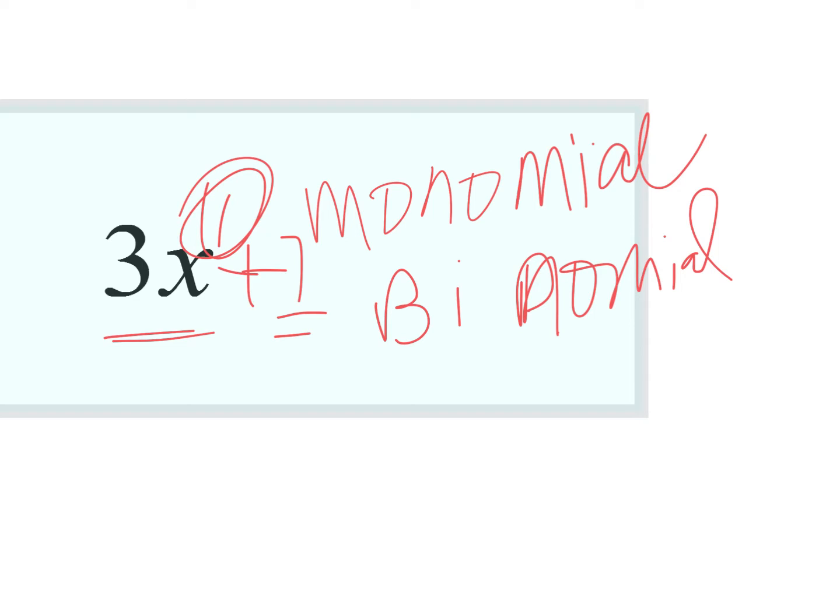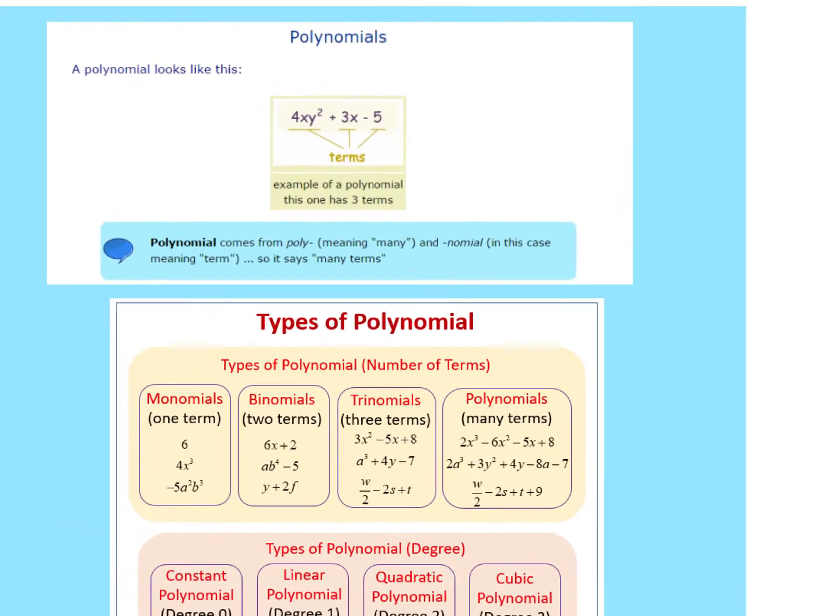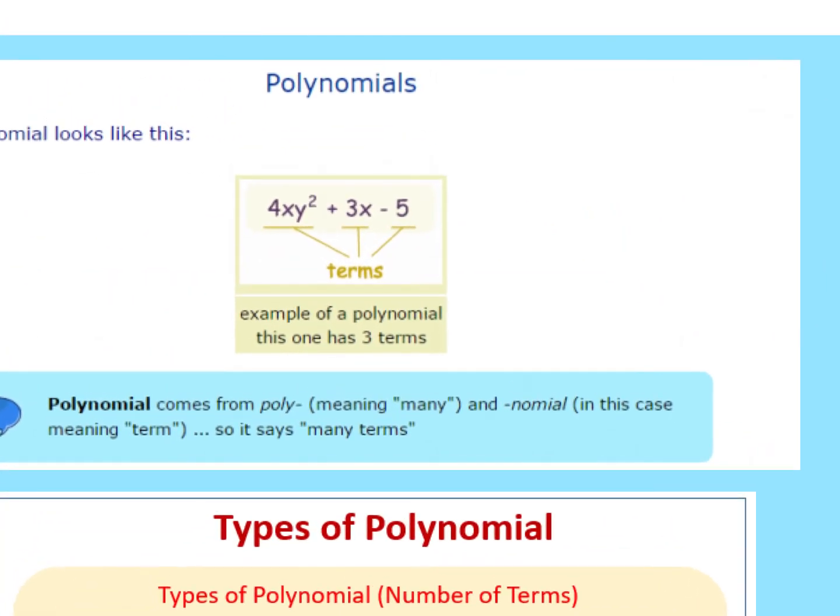Polynomial is the name for everything. And then if you want to get more specific, you can say binomial. Trinomial means 3. Monomial means 1. All right. Hope you're catching this. I think you are. So here's one. They show you it's got 3 terms.